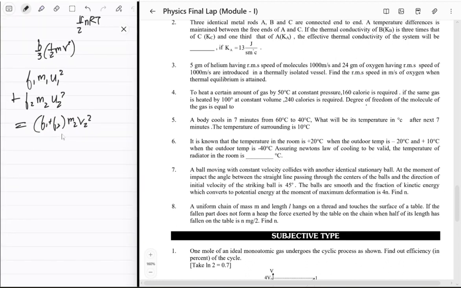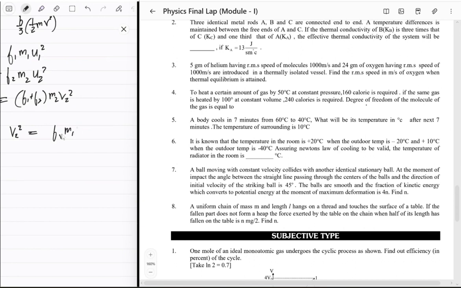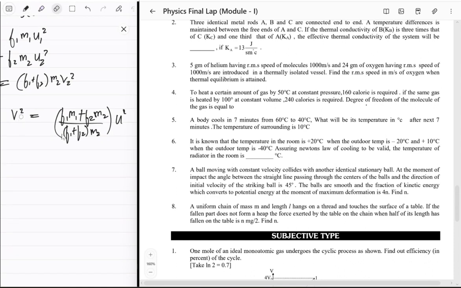So v2 squared is just equal to f1 m1 u1 squared plus f2 m2 u2 squared, and u1 and u2 are both the same. It's just equal to, right, since it's u squared, take it outside. So f1 m1 plus f2 m2 upon f1 plus f2 times m2, all of that times u squared, right? That's what v squared will be.